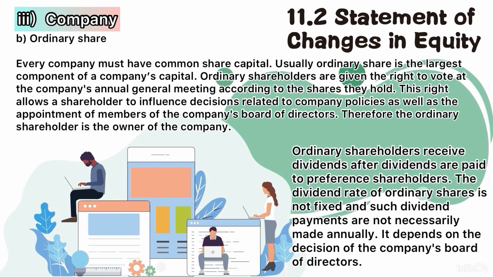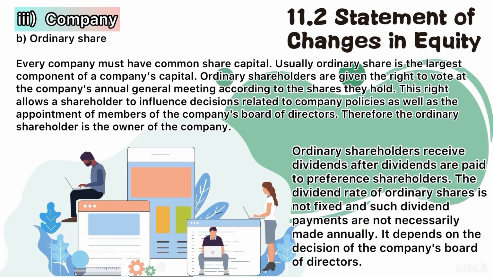Ordinary shareholders receive dividends after dividends are paid to preference shareholders. The dividend rate of ordinary shares is not fixed, and such dividend payments are not necessarily made annually. It depends on the decision of the company's board of directors.